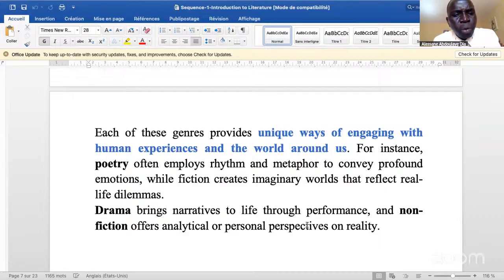For instance, poetry employs rhythm, metaphor to convey profound emotions, while fiction creates imaginary worlds that reflect real-life dilemmas. I told you the example of Victor Hugo, Demain dès l'aube, Tomorrow at Dawn. Demain dès l'aube, à l'heure où blanchit la campagne, je partirai. Vois-tu, je sais que tu m'attends.